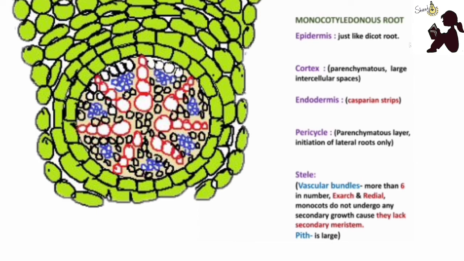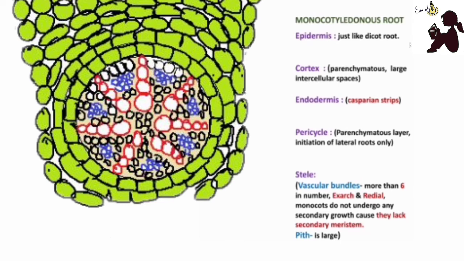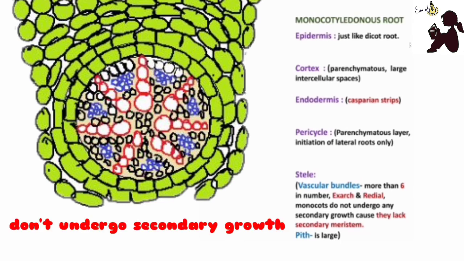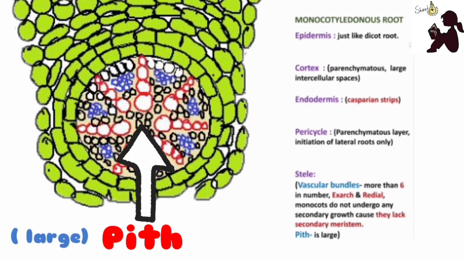Now the most important thing about the monocot root is that they lack secondary meristem, so that is why they do not undergo any secondary growth. This is very important and asked frequently in the exams. Monocot roots lack secondary meristem, so that is why they cannot undergo any secondary growth. And the last thing is about pith, which is large in size and formed by parenchyma cells.